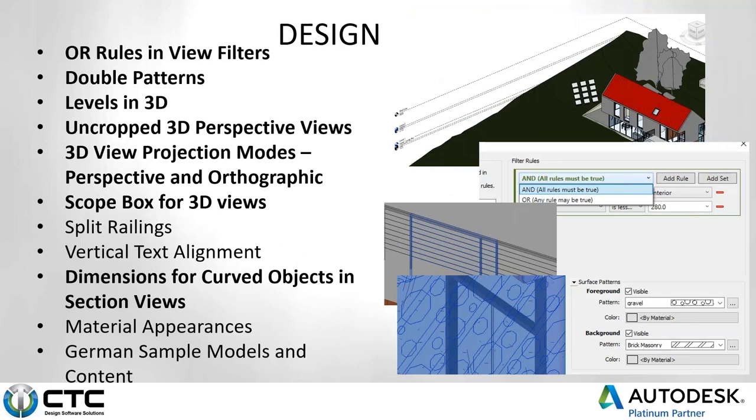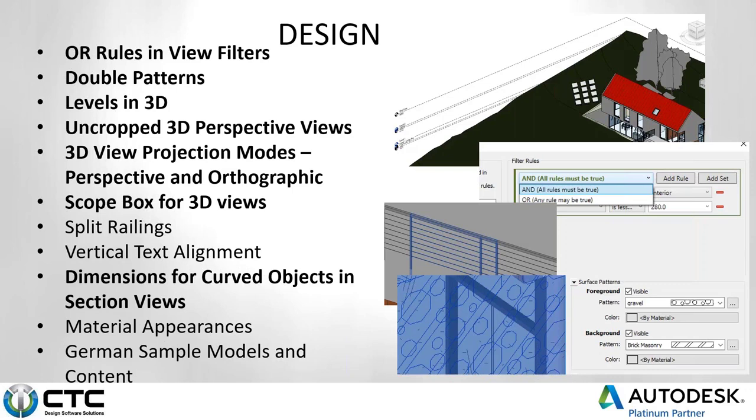On the design category here, they added new OR rules in the view filters. We also have double patterns, which are the background and foreground patterns that can be for one surface. Then we have levels in 3D, which are some of the pictures you can see there, and we'll go through the actual demonstration in Revit. We have uncropped 3D perspective views, and 3D projection modes, which are the two options, perspective and orthographic.